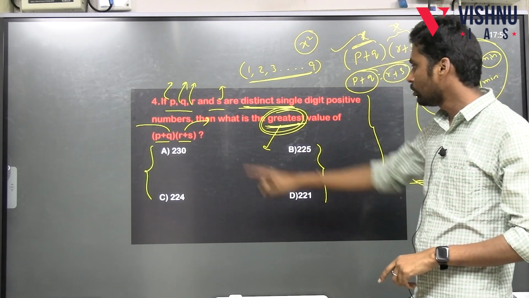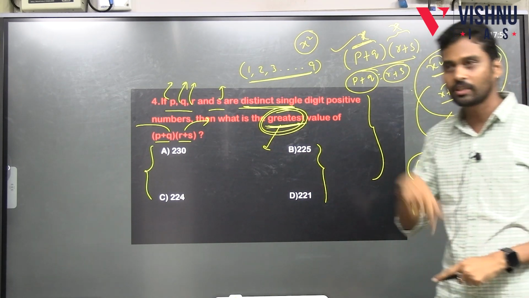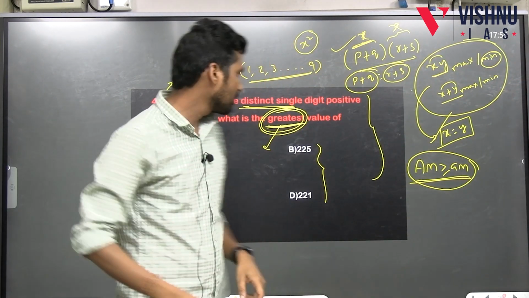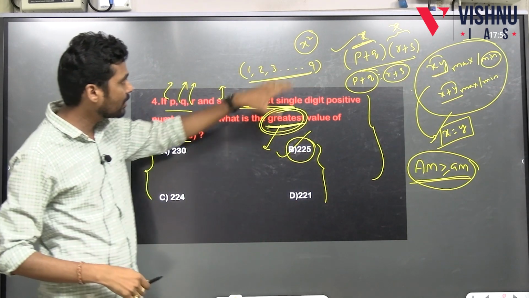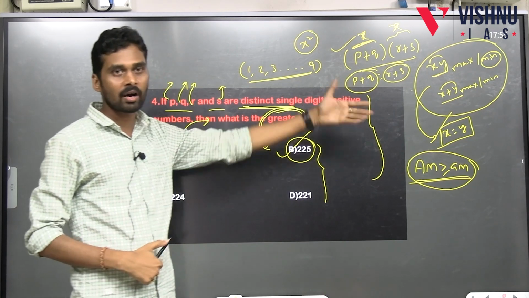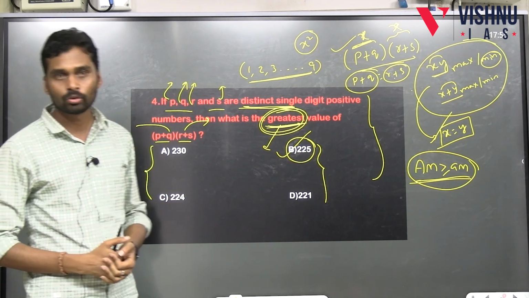You see this option 230, 224, 225, 221. Out of these options, which is the perfect square? 225 is a perfect square. So we can take the option directly, 225. No need to take the numbers for P, Q, R, S separately. Just look at the options, then we can take the numbers. So answer is 225.